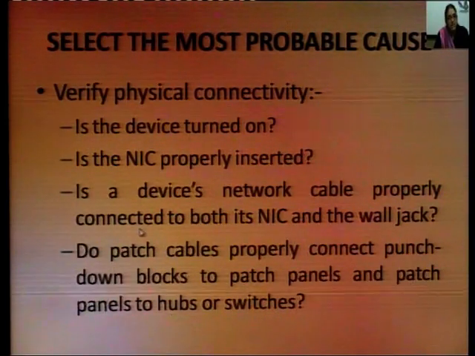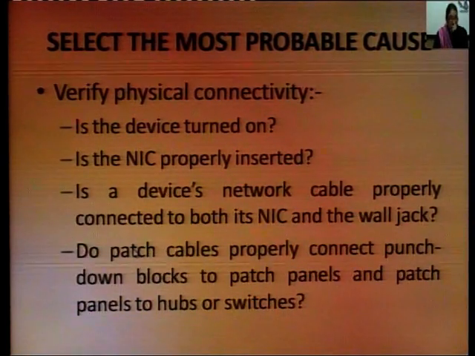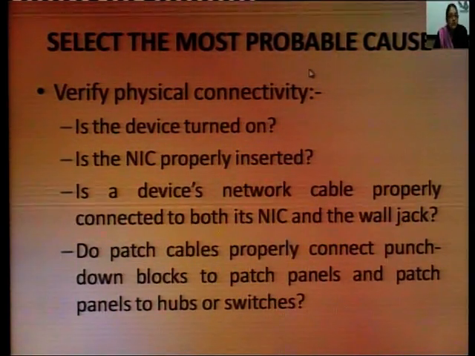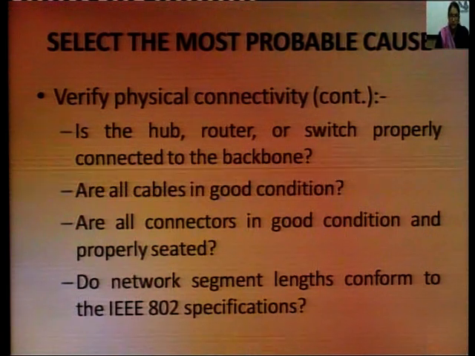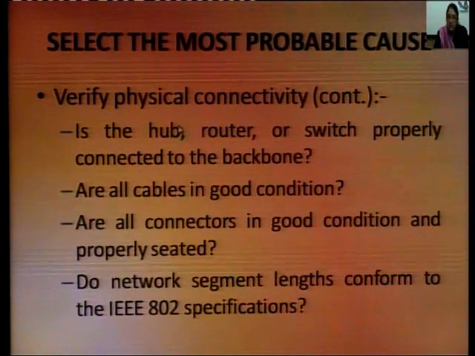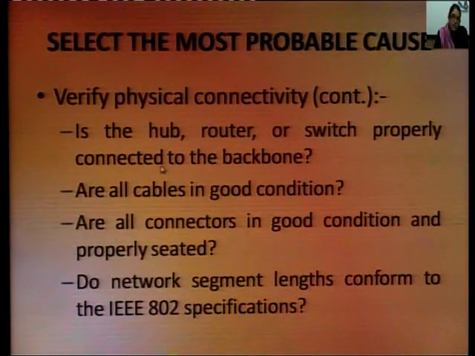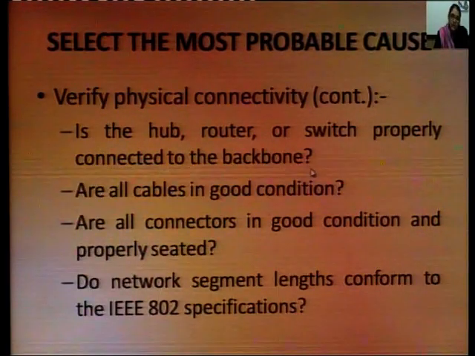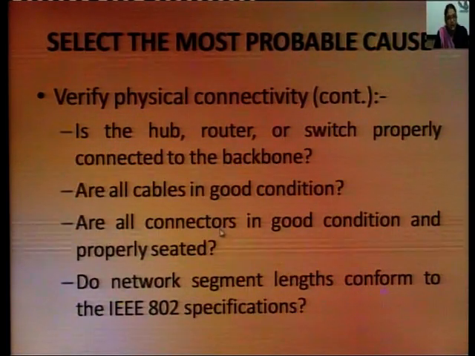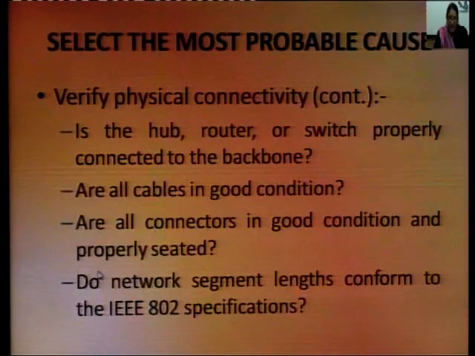or switches? These kinds of physical connectivities of various physical devices are to be verified in the most probable cause of the problem verification. And you also have to physically verify if the hub, router, switch is properly connected to the backbone, or all the cables are in good condition or not, all the connectors are in good condition and properly seated or not. Do the network segment lengths conform to IEEE 802 specifications or not?